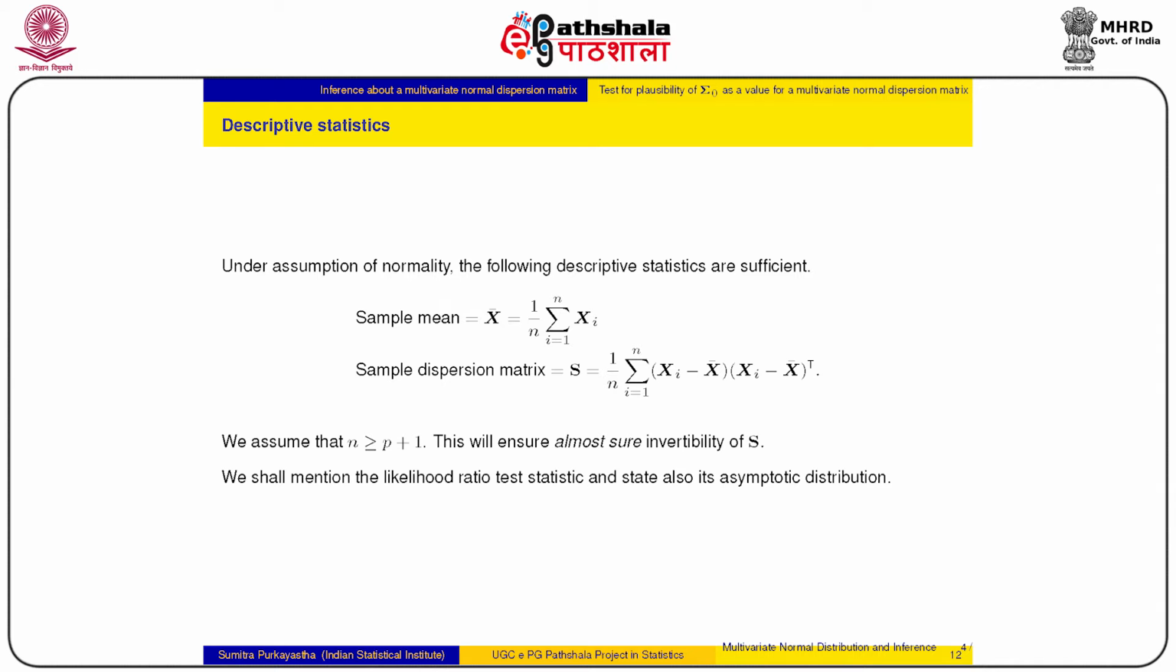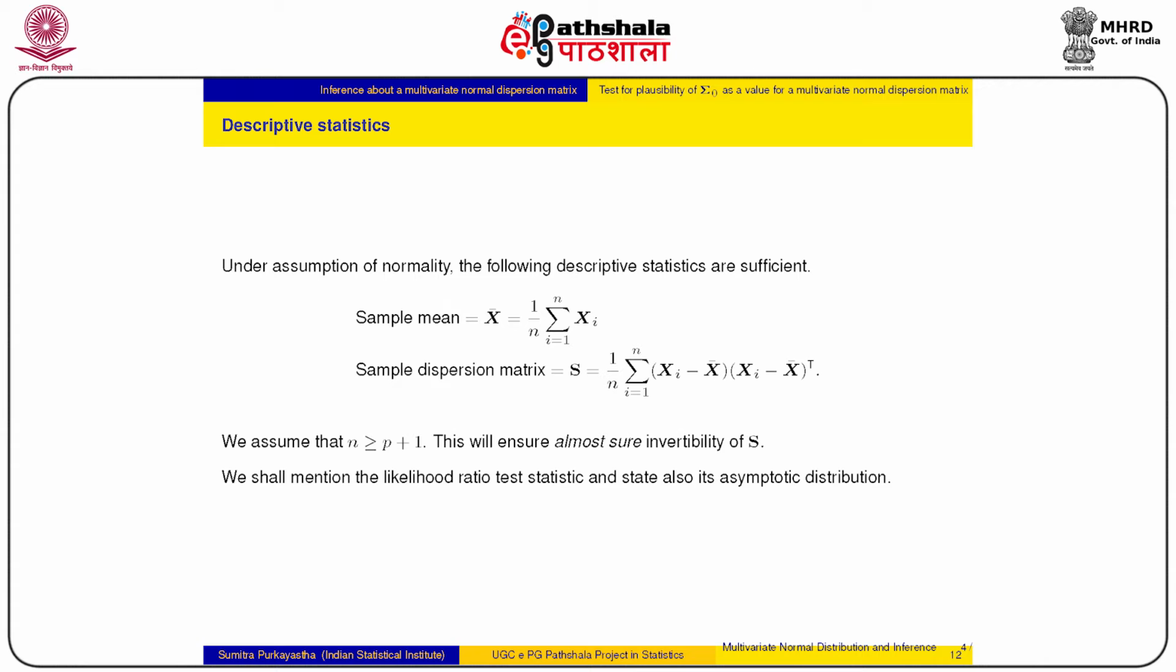We recall that in most of the testing problems, when we had to estimate sigma, in the case of univariate normal distribution we needed at least two observations, to ensure that the sample variance is strictly positive with probability 1. So in the case of multivariate normal distribution, we should necessarily have at least p plus 1 many observations. All right. So this is our setup: multivariate normal distribution, then sample mean and sample dispersion matrix. These are the descriptive statistics, and these are sufficient under assumption of normality, and we have at least p plus 1 many observations. What we shall do now, we shall write down the likelihood ratio test statistic and also state its asymptotic distribution.